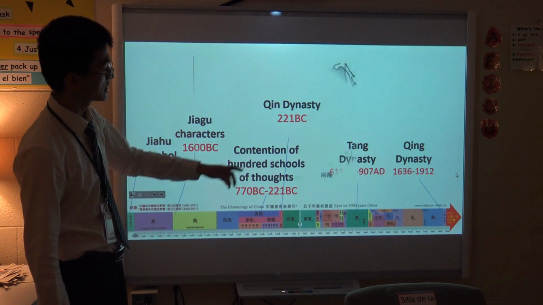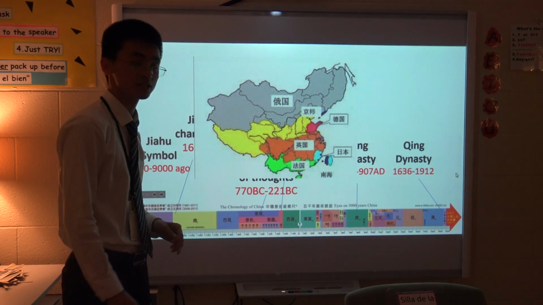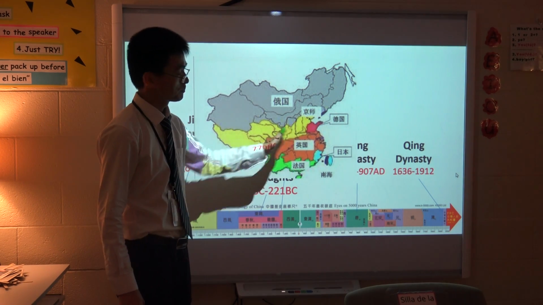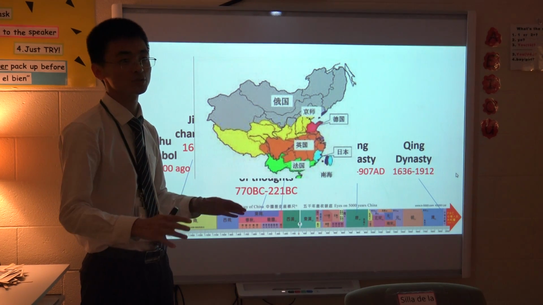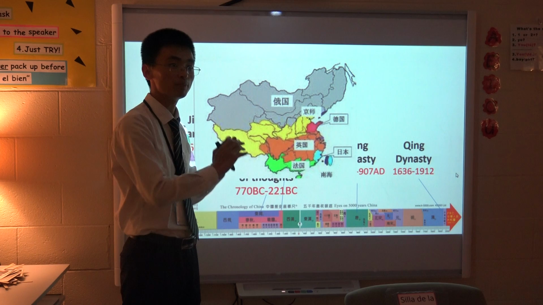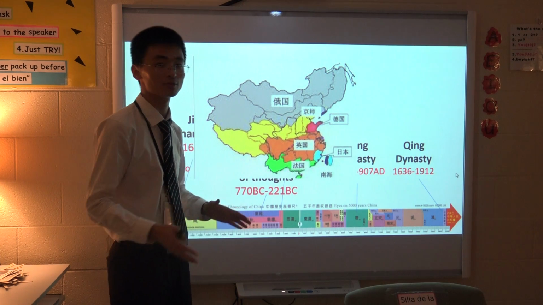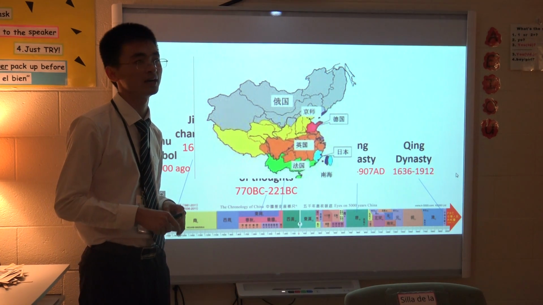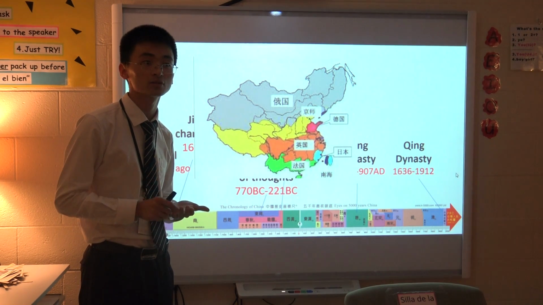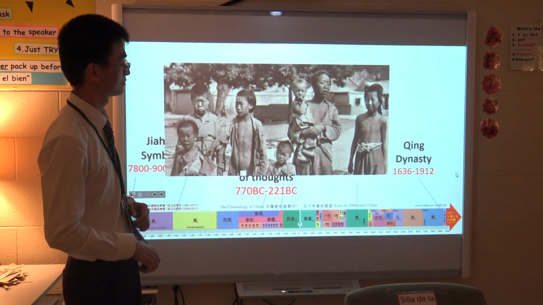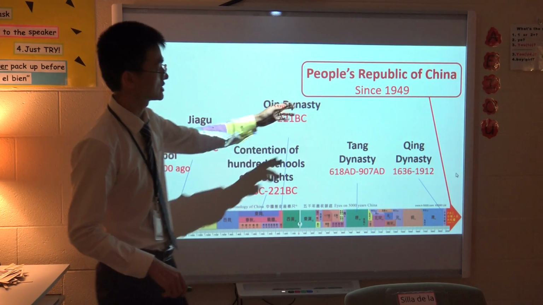But at the end of the Qing Dynasty, China went to the lowest point in history. The country was divided into different parts. We were invaded, in fact, and many foreign countries ruled in China. They could open companies, they could do anything, and many terrible things. At that time, China became a semi-colonial and semi-feudal society, and the people became poor. Then we come to the People's Republic of China in 1949.